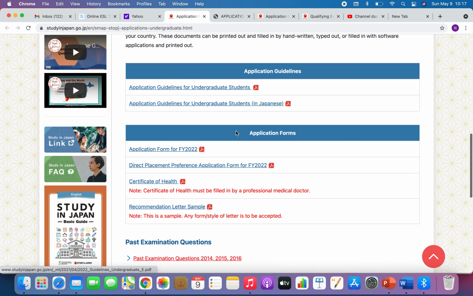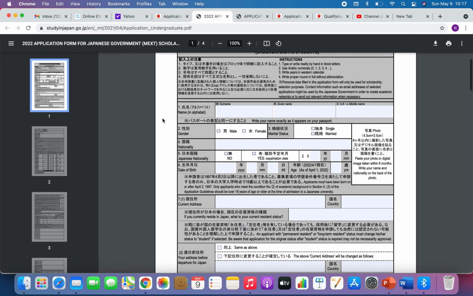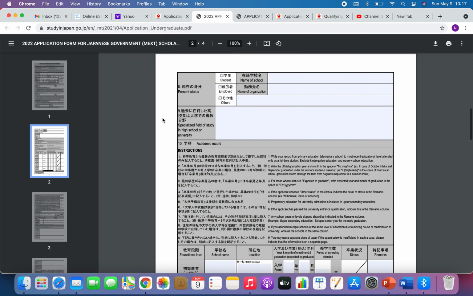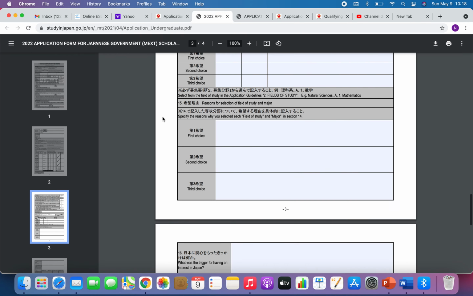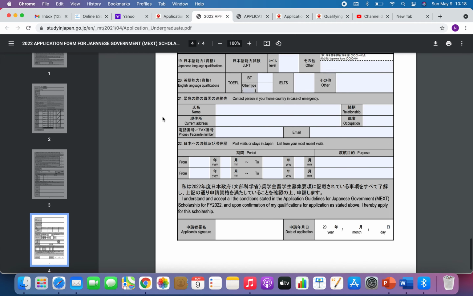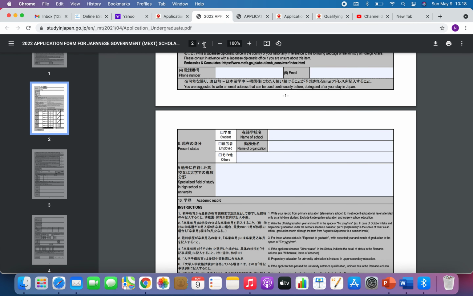So the next thing we have is the application form, which everyone has been asking about. This is what the application form looks like. Just like this. It's 4 pages long.